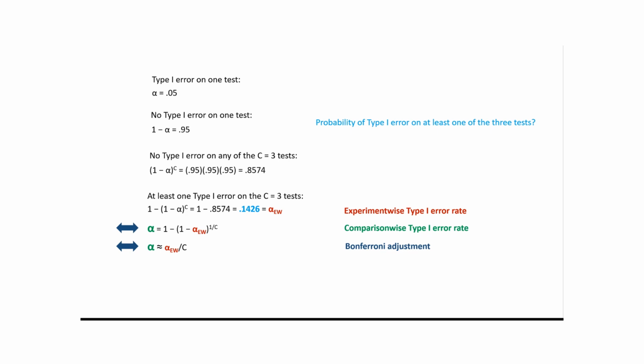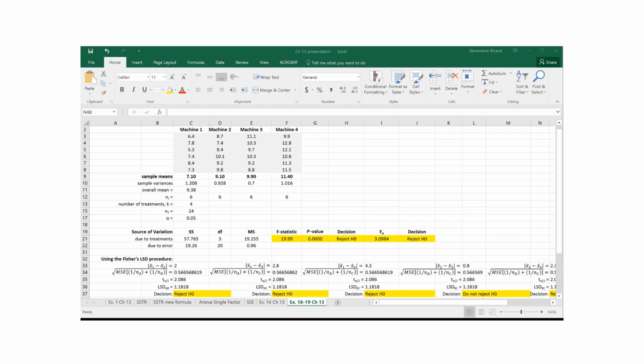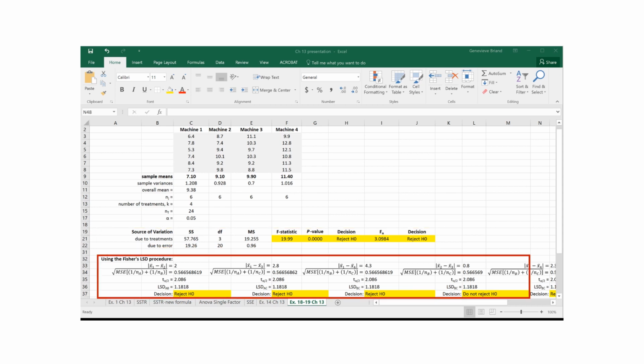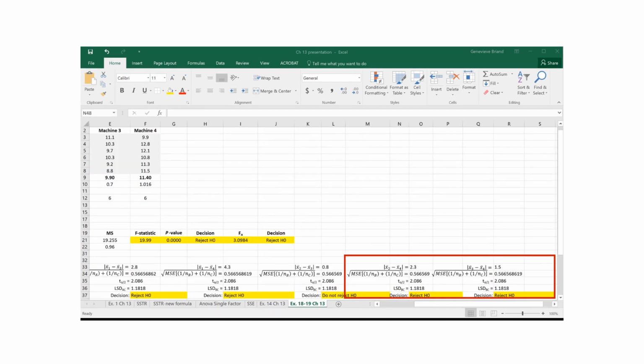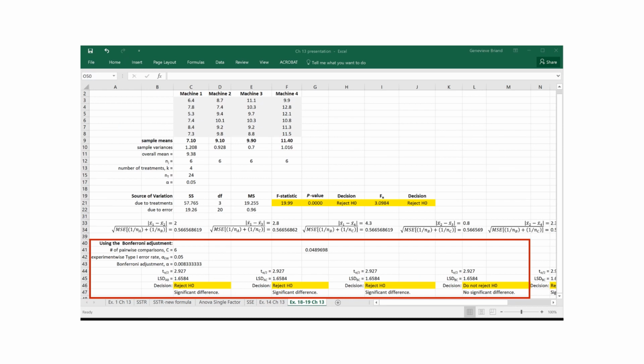So let's see how we would implement this. For the implementation, we're looking at exercise 14 from chapter 13 in our text. So we've done the analysis of variance and found that we reject the null hypothesis. So then we decided to do the pairwise comparisons of the means using the Fisher LSD procedure. Here are the rest of them. So if we decide to use the Bonferroni adjustment, we simply decrease alpha before running our tests.